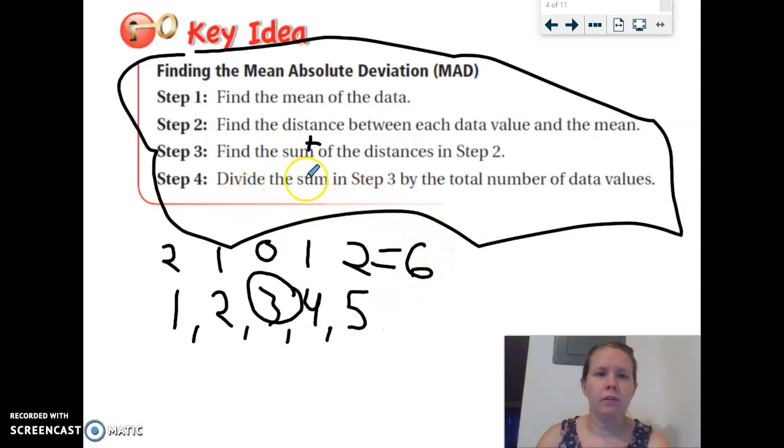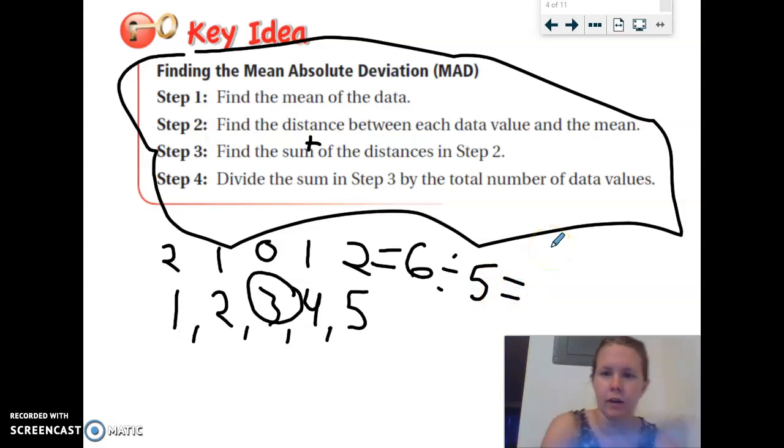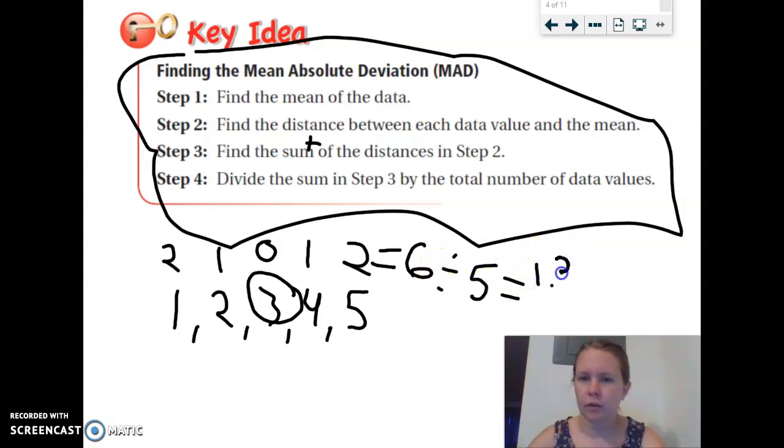Once you have that, you divide the sum in step 3 by the total number of data values. So again, I had a total number of 5, so I'm going to take 6 and divide it by 5, which will then give me my MAD. And this is where you're going to need to use a calculator to figure out some of those because it's not quite as easy. But 6 divided by 5, okay, looks to be that I get 1.2. Okay, so that's how you find your MAD.